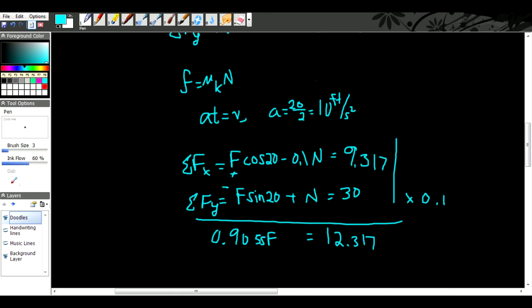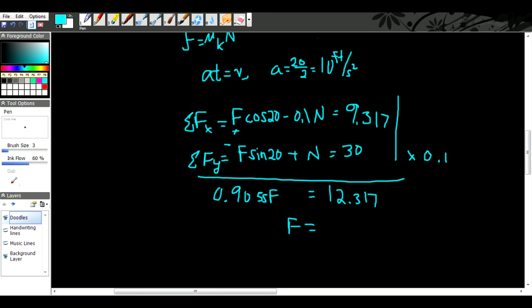is equal to 12.317. So the force is equal to 12.317 divided by 0.9055. So our force is 13.6 newtons. And that is the answer.